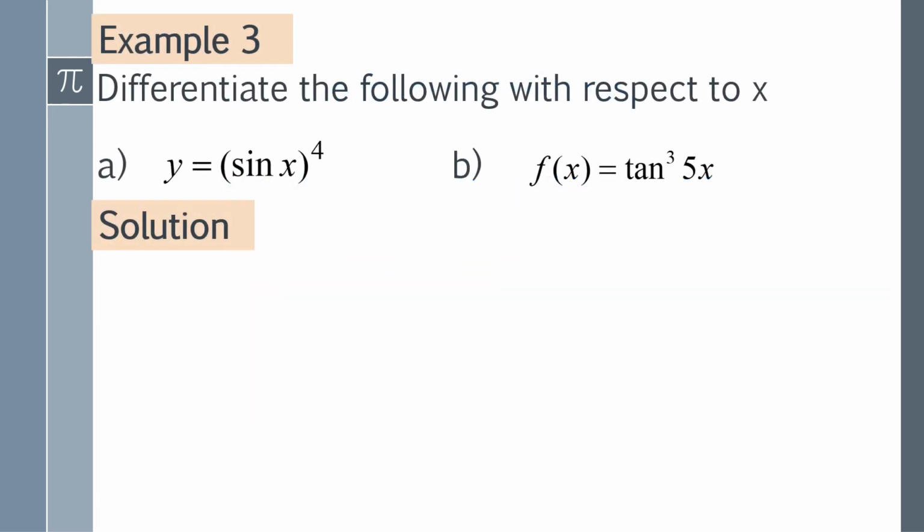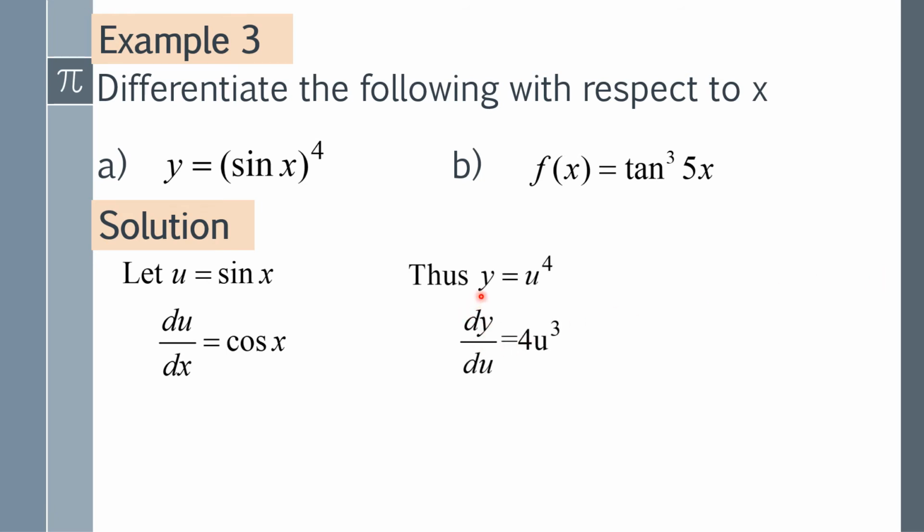Example 3. Differentiate the following with respect to x. A, y equal to sine x in brackets to the power of 4. B, f(x) equal to tangent to the power of 3 of 5x. Now we let u is equal to sine x. We differentiate u with respect to x, so we get cos x. Next, we differentiate y is equal to u to the power of 4 by using the power rule, so we have dy/du equal to 4u to the power of 3.